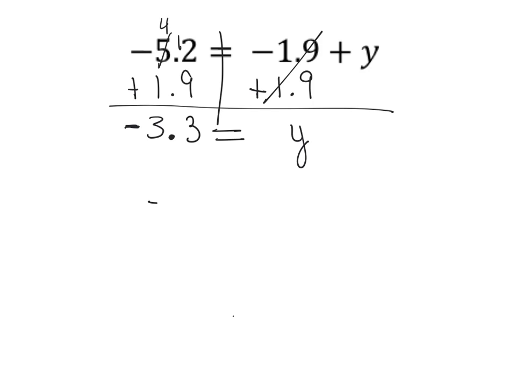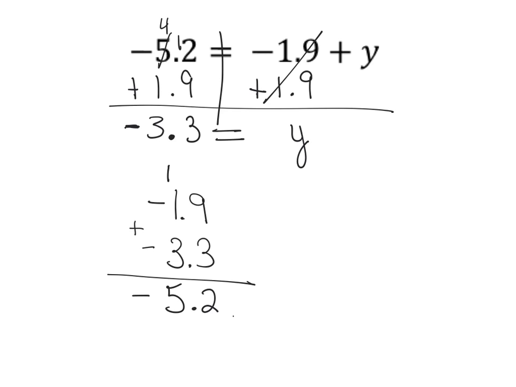So then we can go and plug in, make sure it makes sense. So I'm going to add these two negatives to make sure I get my answer. This becomes 12. There's the 5, and it would be negative. So negative 3 and 3/10 does equal y.